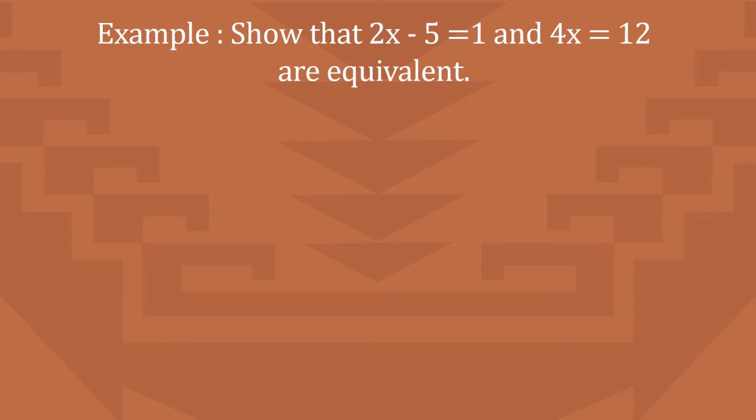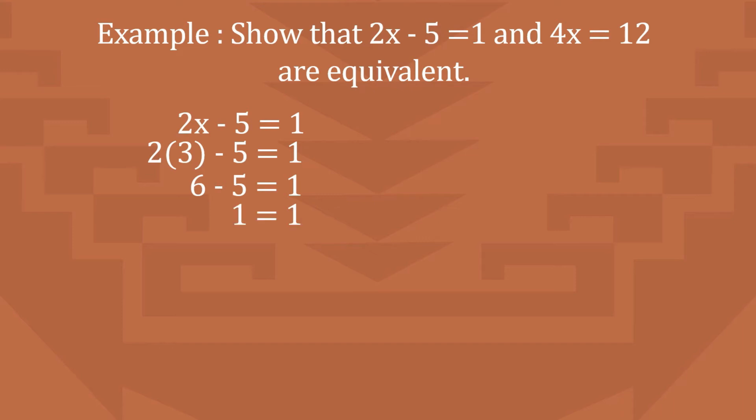Another example shows that 2x minus 5 equals 1 and 4x equals 12 are equivalent. 2x minus 5 equals 1. 2 times 3 minus 5 equals 1. 2 times 3 equals 6, minus 5 equals 1. So 1 equals 1.